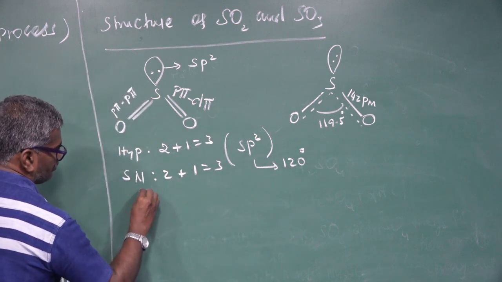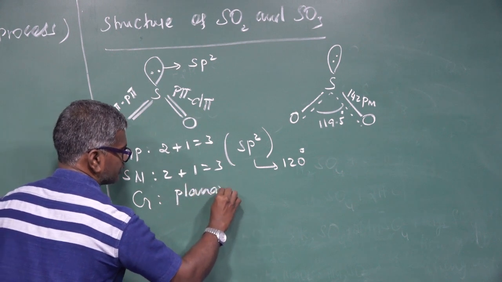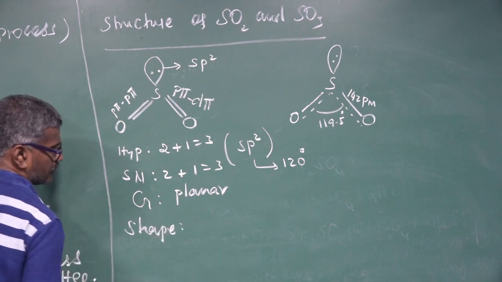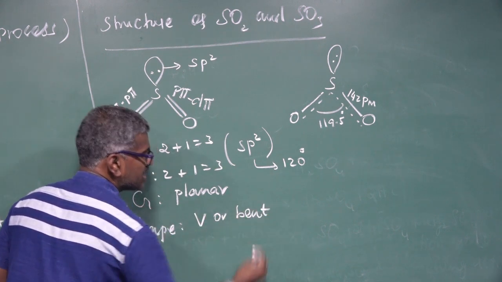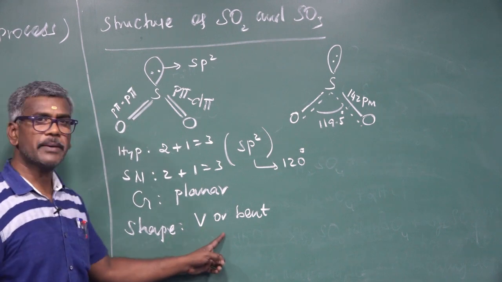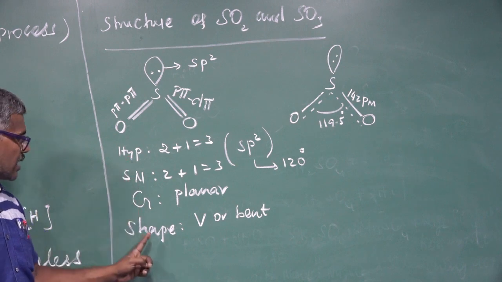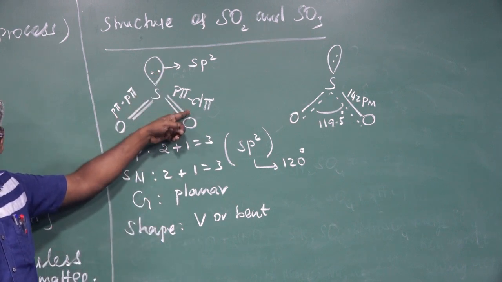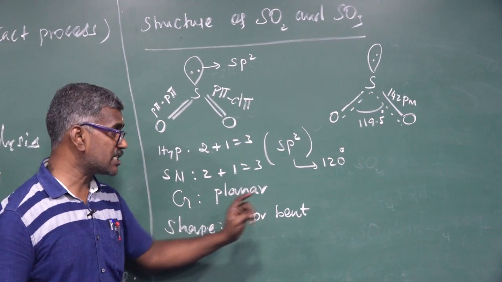Geometry. The geometry is trigonal planar, but the shape is bent. Geometry depends upon the hybridization. Shape depends upon the presence of lone pair-bond pair repulsion. The planar shape is converted into a V or bent shape.